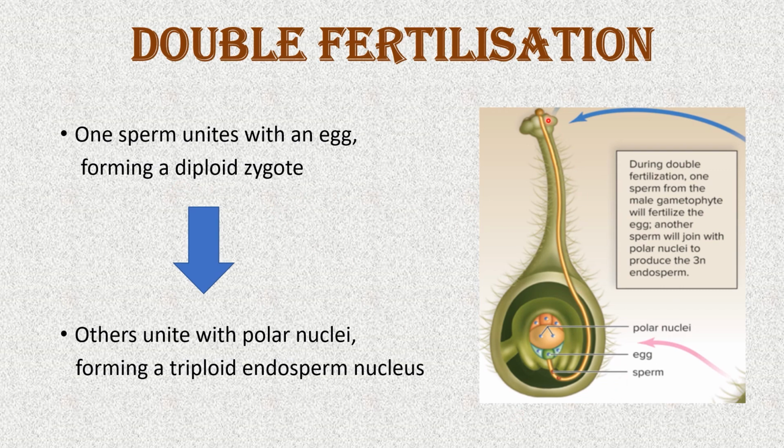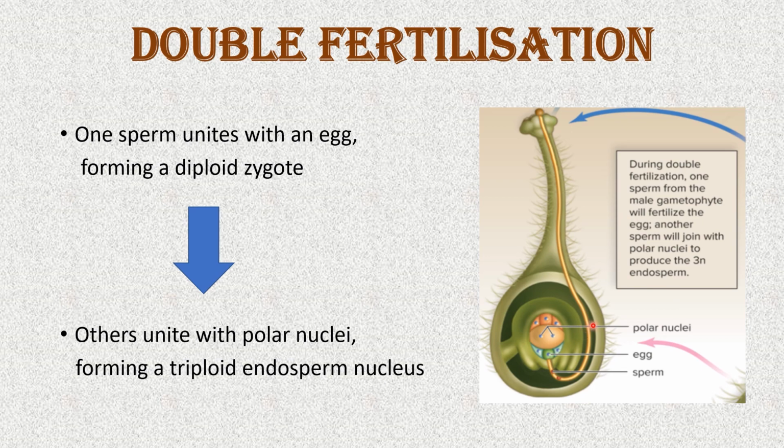See, when the sperm unites with this egg, it can form the diploid zygote, and the other unites with the polar nuclei, forming a triploid endosperm nucleus. Like when this unites with this, which is called the polar nuclei, it forms a triploid endosperm nucleus, which consists of 1, 2, 3 dots, with 3 nuclei.